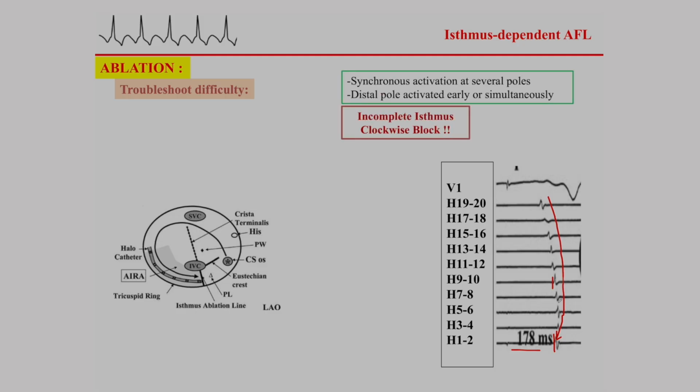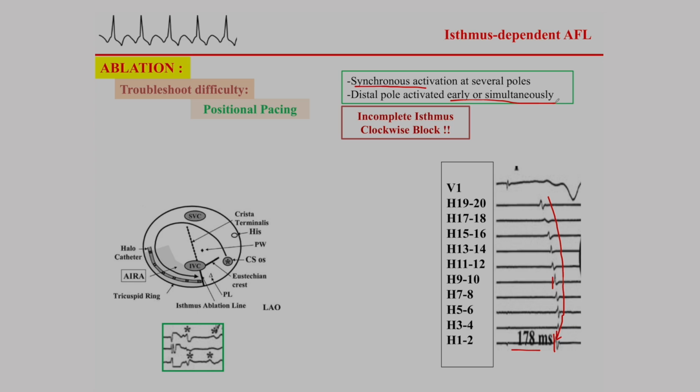So in this case, the first thing that we should check is the position of the catheter. After that we will see the double potential, of course, and this area. Check all the double potential and the ablation line area to see if you have all the criteria of widely spaced double potential. So we are in front of a synchronized activation at several poles of the halo, with a distal pole activated early or simultaneously with the proximal poles.